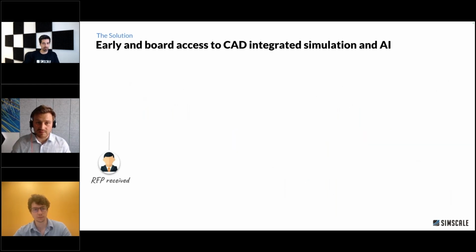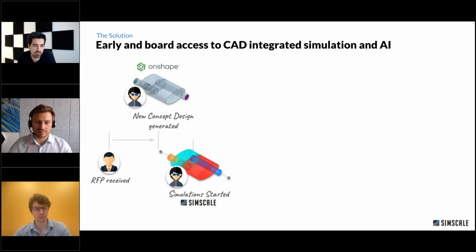So what's the alternative? Well, our solution to this is providing early and broad CAD integrated simulation and AI capabilities. So here we can see an alternative workflow. Once you receive the RFP and start working on it, as soon as that design engineer has a design concept generated in Onshape, they can start simulating it in SimScale.